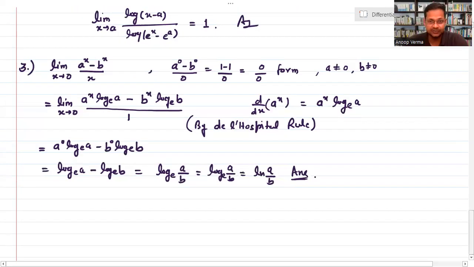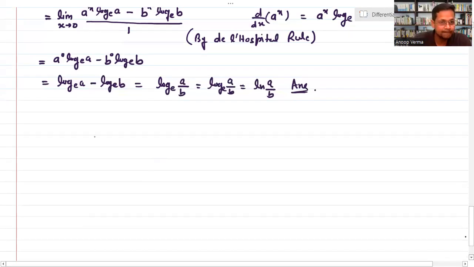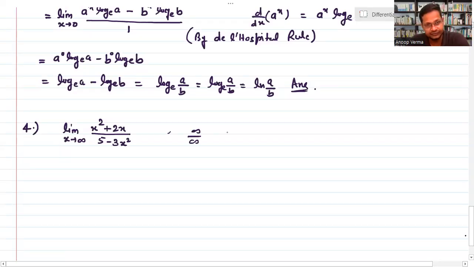Okay, let's move on to the next problem, question number 4. In this, it is a limit. This is a polynomial type function, so it is very easy to solve this type of problem. X square plus 2x divided by 5 minus 3x square. When you apply infinity, you will get infinity upon infinity form. So now simply you take the derivatives.